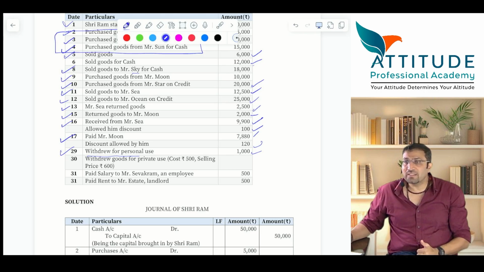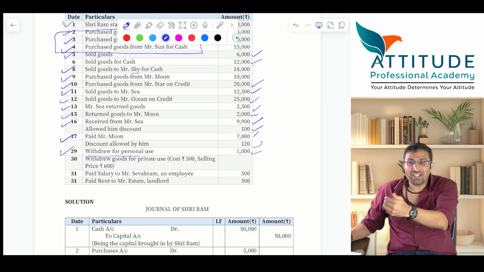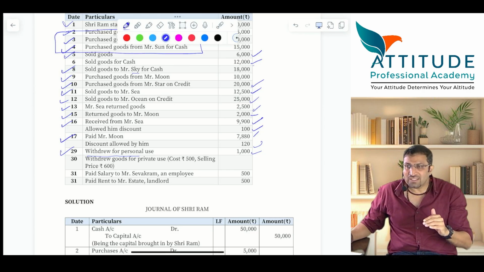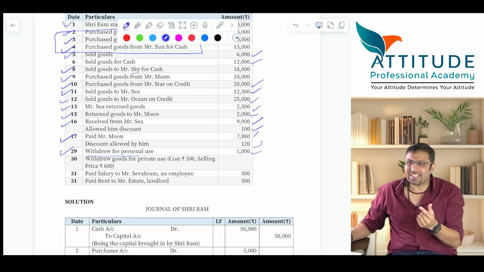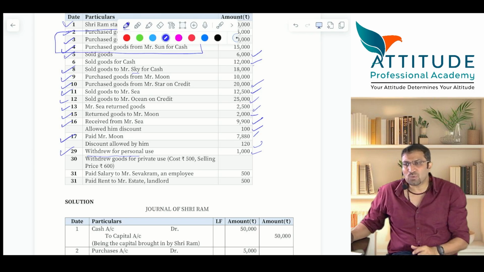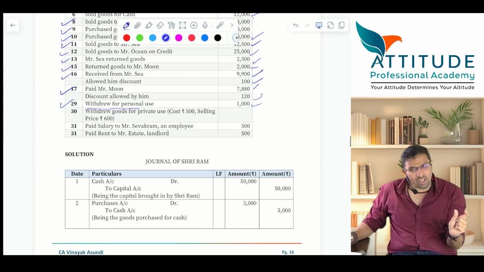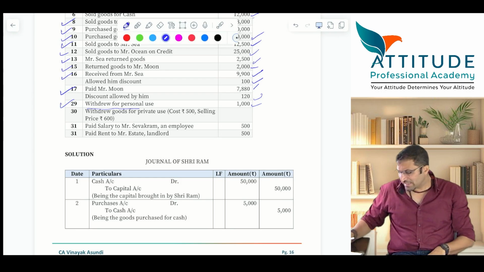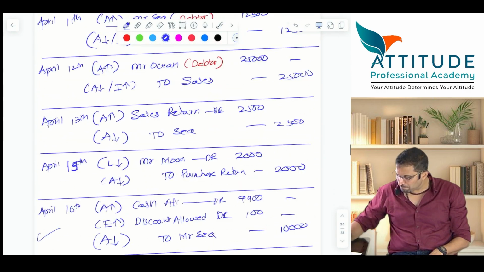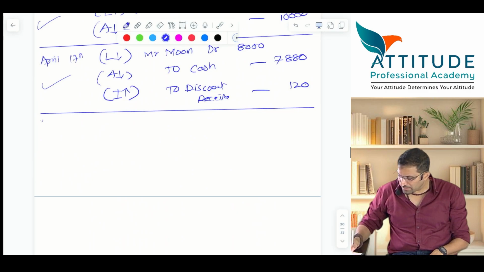But what should be debited? Drawings account. Capital reduces. Owner has withdrawn it, so his capital what? Reduces. So instead of directly saying capital account, open an intermediate account known as what? Drawings account. Later on, drawings account will get transferred to what? Capital account. We'll see that later on. Date? I think April 29. Capital reduces. Drawings account debit.